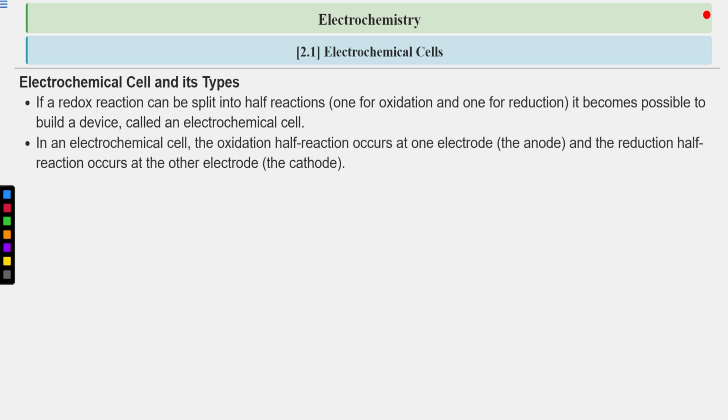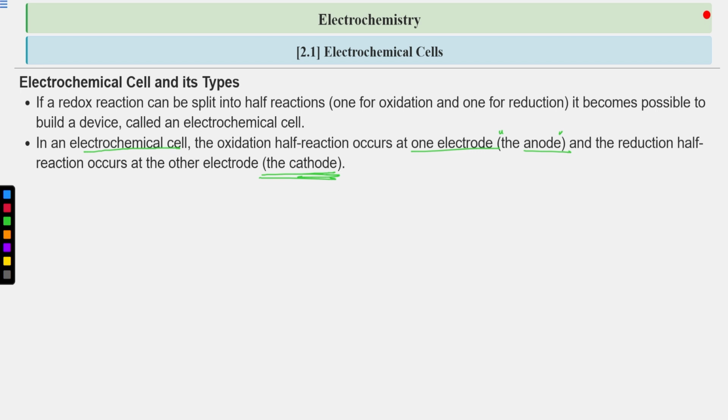Now, in an electrochemical cell, the oxidation half reaction occurs at one electrode, which we call the anode, and the reduction half reaction occurs at the other electrode, which we are calling the cathode. Okay, so here two terms are introduced, anode and cathode. Basically it depends on the kind of cell we are talking about, and depending on that, the anode sometimes acts as the oxidation half cell and sometimes as the reduction half cell.